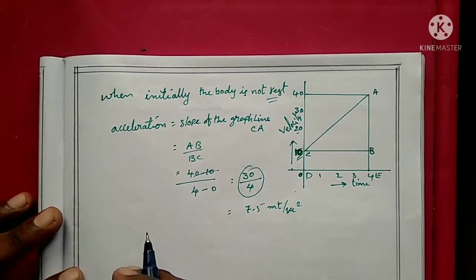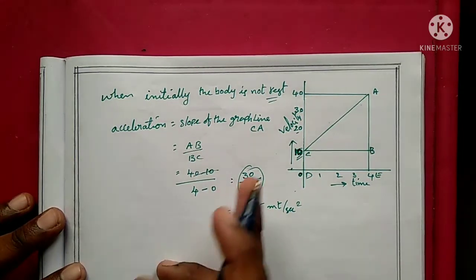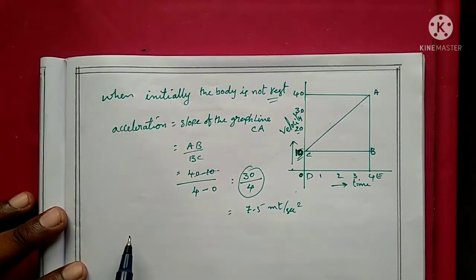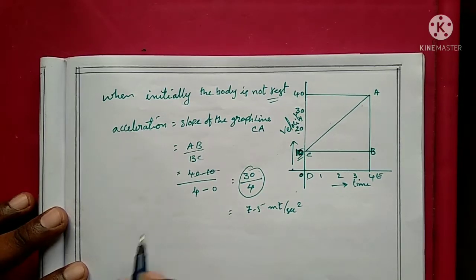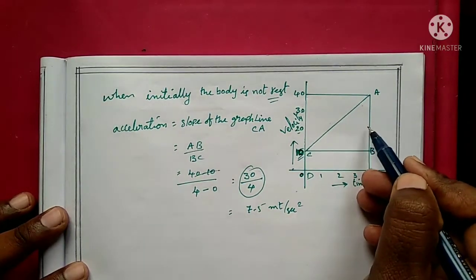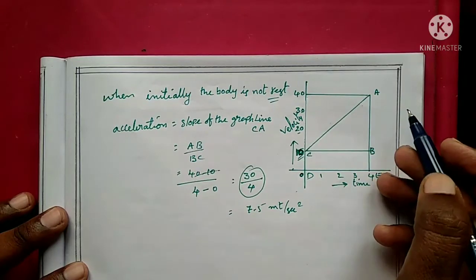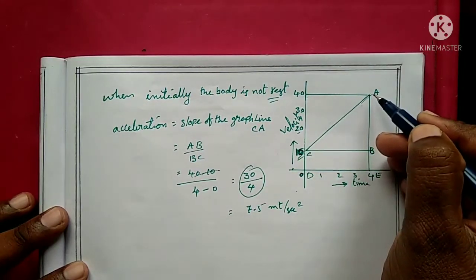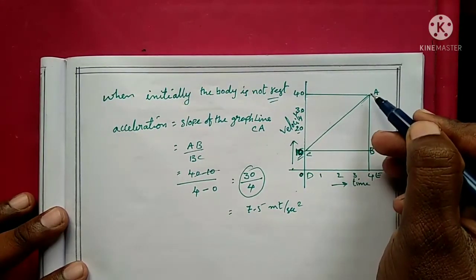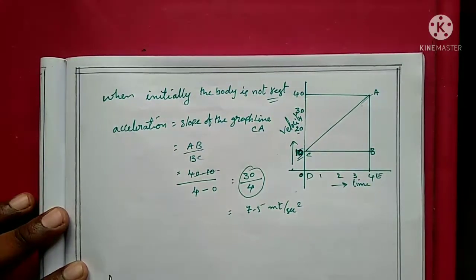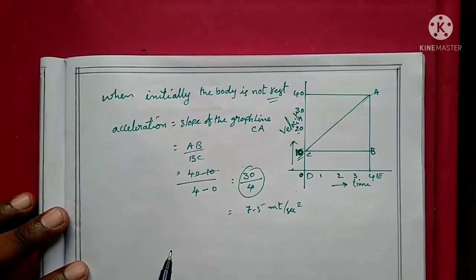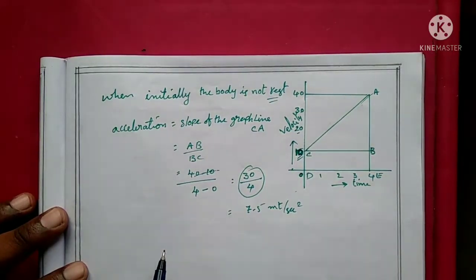Now from this graph, the slope of the graph or the acceleration is positive. So this is a positive acceleration, that means increasing velocity. Increasing velocity means increasing the acceleration. The distance covered in a specified direction is said to be displacement.